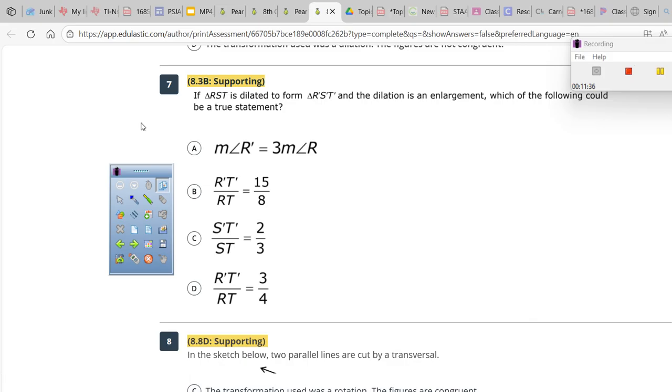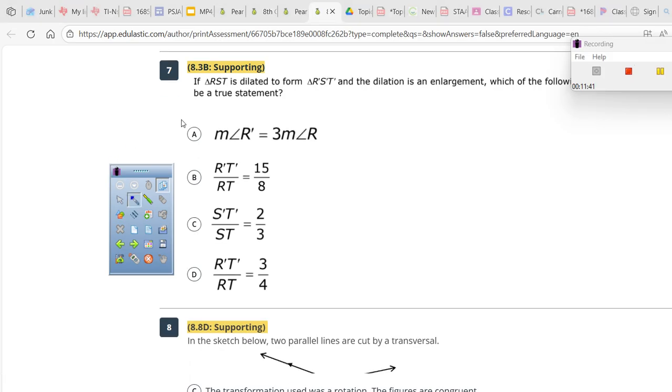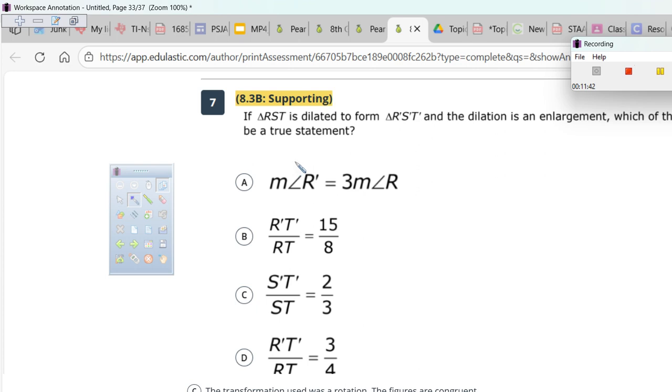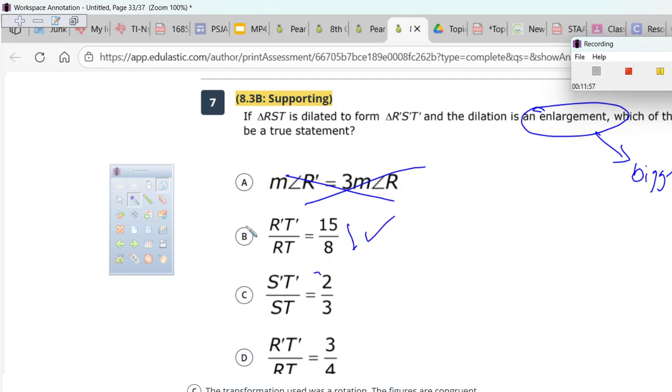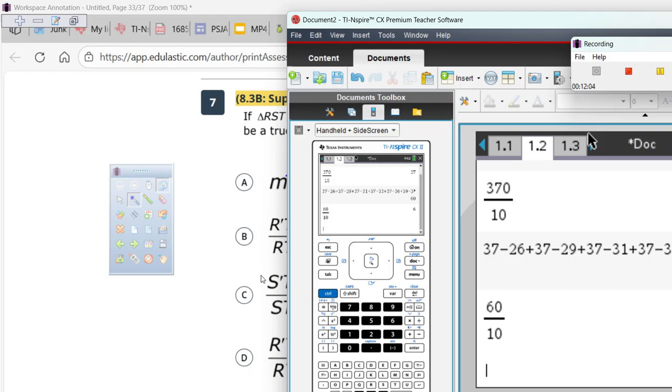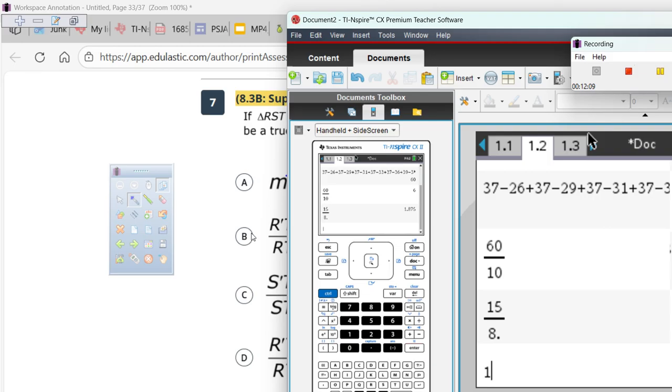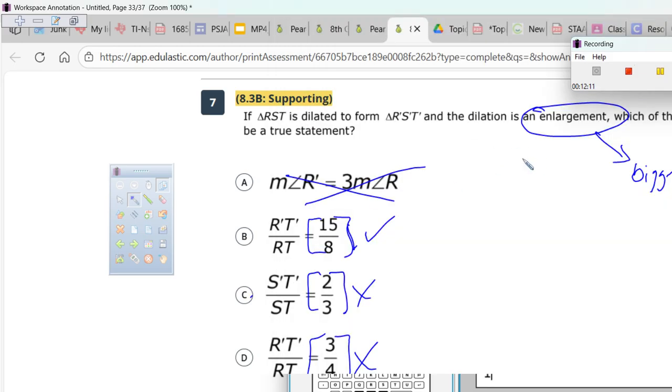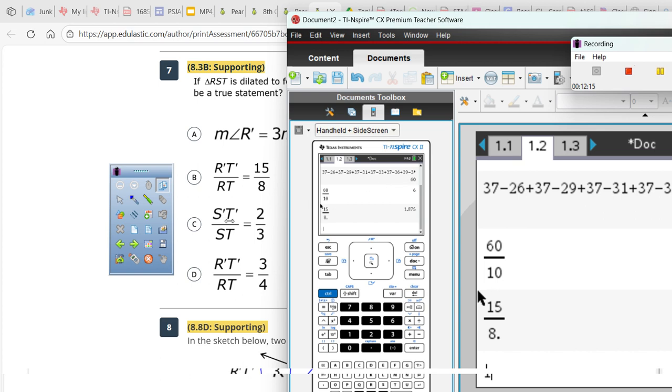Dilation meant to multiply. Let me see what it says. Dilation, to multiply, does not change the angle, so that's just wrong. Enlargement means to get bigger. That means it's bigger than 1. This one's bigger than 1, checks out. That's not bigger than 1, does not check out. This one is bigger than 1. Put it in the calculator, guys, and just look at 15 divided by 8 as a decimal. 1.87. Once it's bigger, it's an enlargement, and the scale factor is bigger than 1.